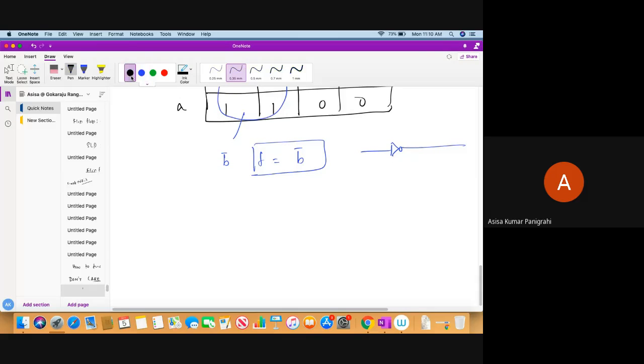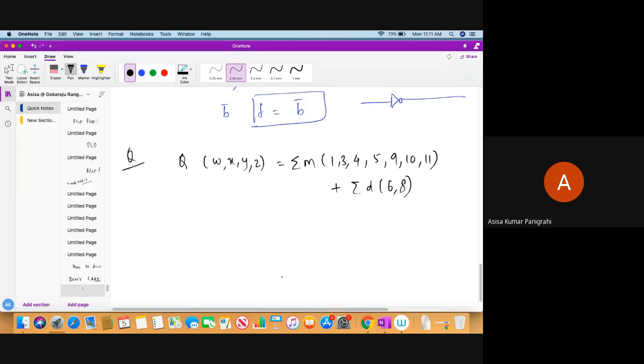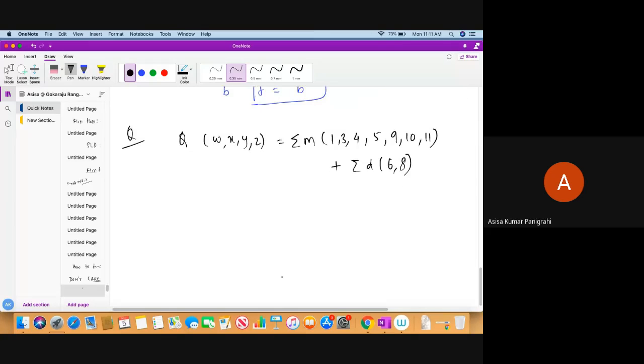I'll do two more questions actually, then I'll wind up the session. So my question is like this. Very important question. It was actually last year's question, students. F of W, X, Y, Z is summation of m 1, 3, 4, 5, 9, 10, 11, summation of d 6, 8. For this purpose, what you need to do here? Very simple. How many variables, students? It's already given. It's a 4 variable. You can construct a 4 variable KMap over here.